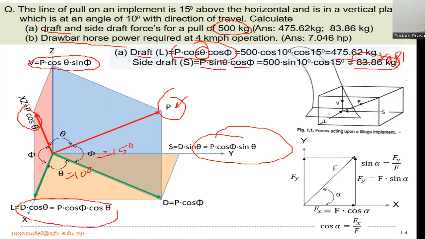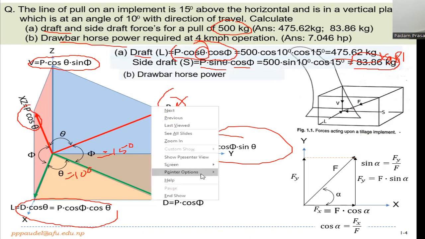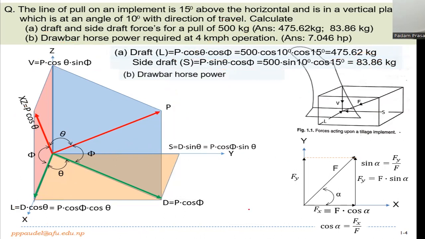And then for calculating the drawbar horsepower, it is always calculated using the draft force. You can find the power, and the power relation is work divided by time. And then work is calculated by the force multiplied with the distance or displacement traveled by that force along the direction of the force, and divided by time.